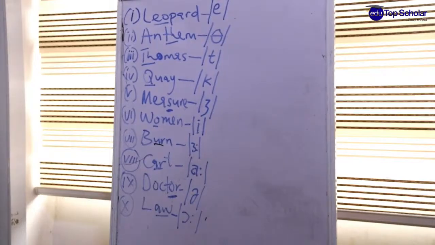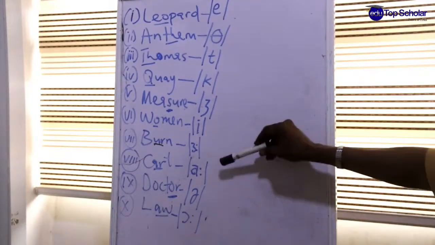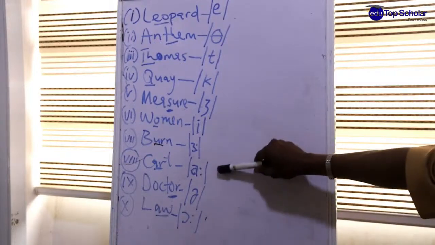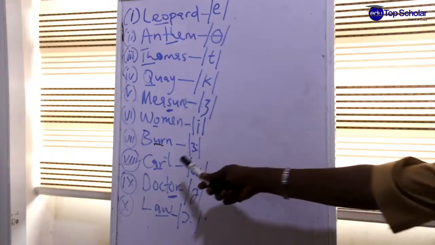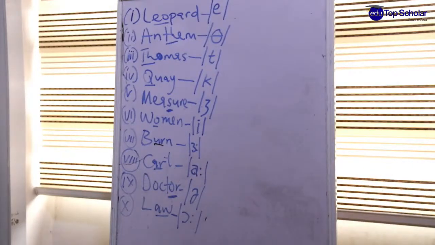C-A-R-T, and A-R is underlined. The A-R there is standing for only one vowel sound, and that is the long vowel, cart. So remember, any vowel sound you see with two dots after it is a long vowel. So it is a long vowel you have in cart.